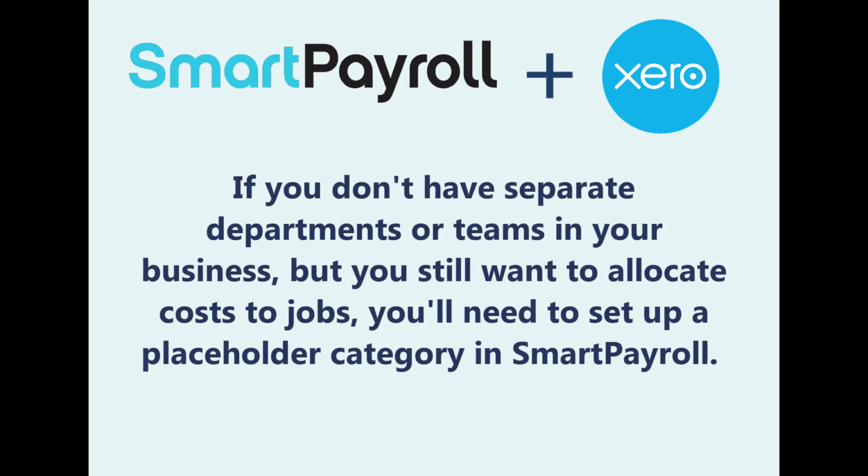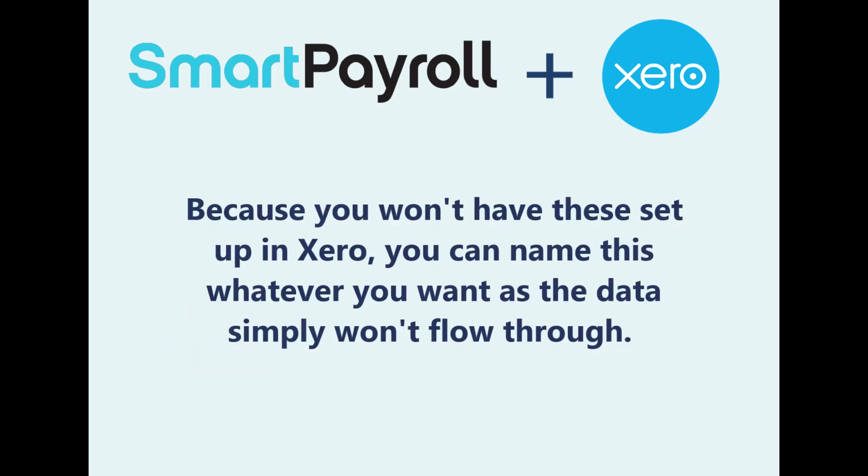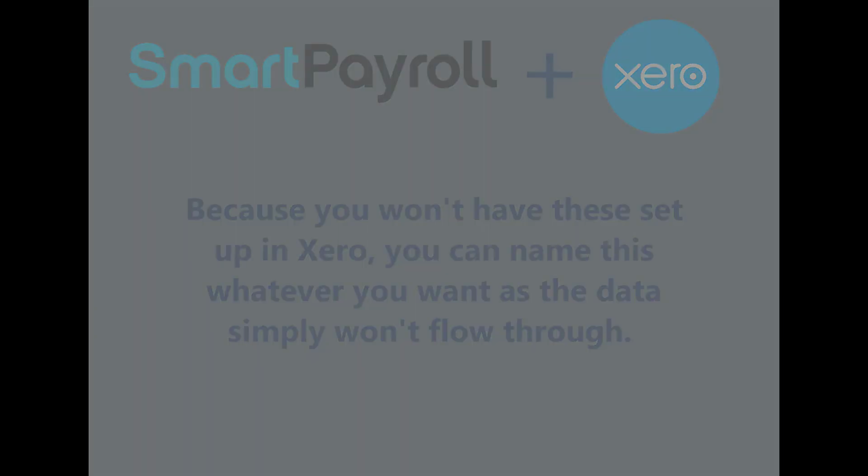If you don't have separate departments or teams, but you still want to allocate costs to projects or jobs, you will still need to set up a placeholder category in SmartPayroll. Because you won't have these set up in Xero, you can name this whatever you want, as the data simply won't flow through.